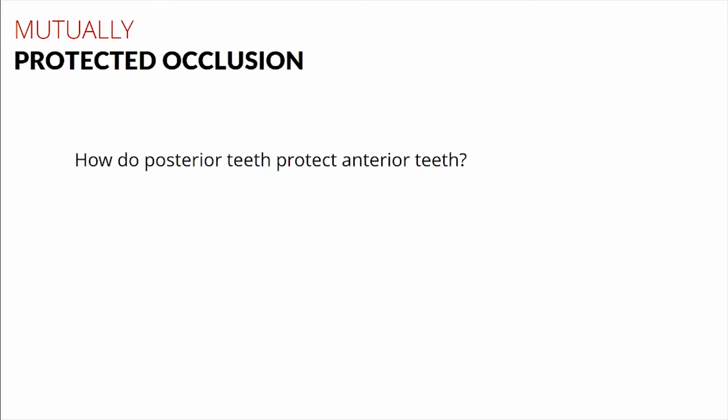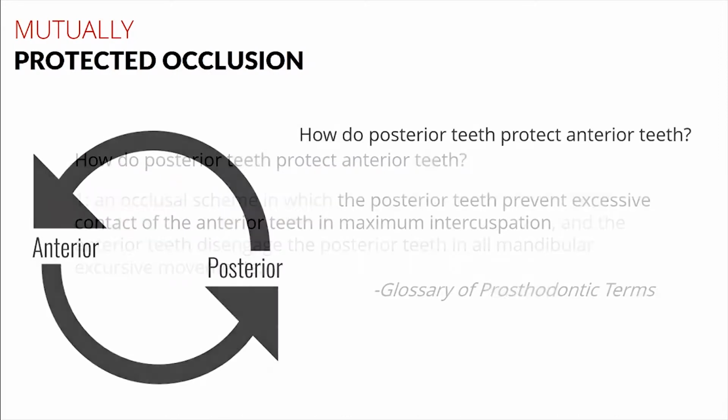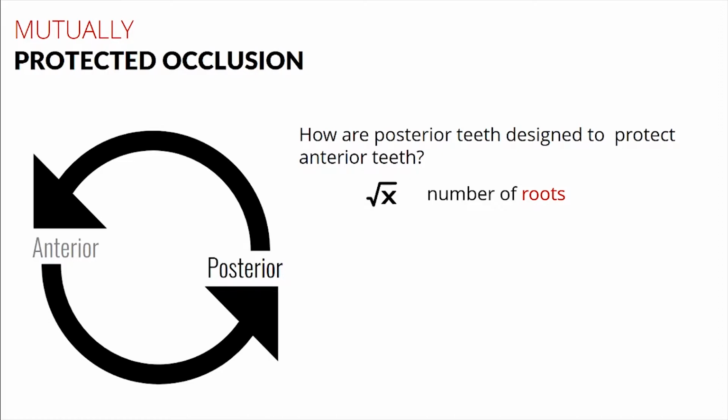So how do the posterior teeth protect anterior teeth? The definition once again is that it prevents excessive contact on the anterior teeth in MIP. So maybe a better way to phrase this question, or another way to think about it, is to ask: how are the posterior teeth designed to protect the anterior teeth? So how does the form of the teeth influence its function? Okay, so we're going to explore three things that posterior teeth are designed so that they function to protect the anterior teeth. And the first thing we're going to take a look at is just the number of roots.